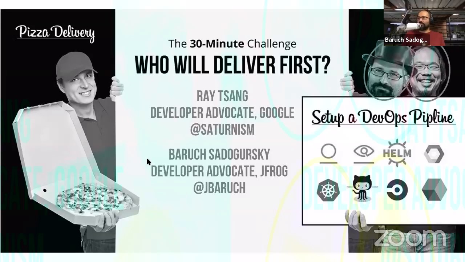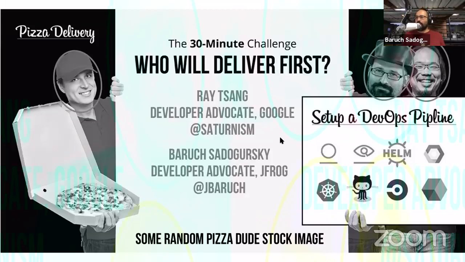This is me. My name is Baruch Sadogurski. I'm developer advocate with JFrog, at JBaruch on Twitter. And today we will, together with Ray, try and beat this guy. I guess not this one, because this is just a random pizza dude stock image, but a real pizza delivery service. And we'll see who will win.